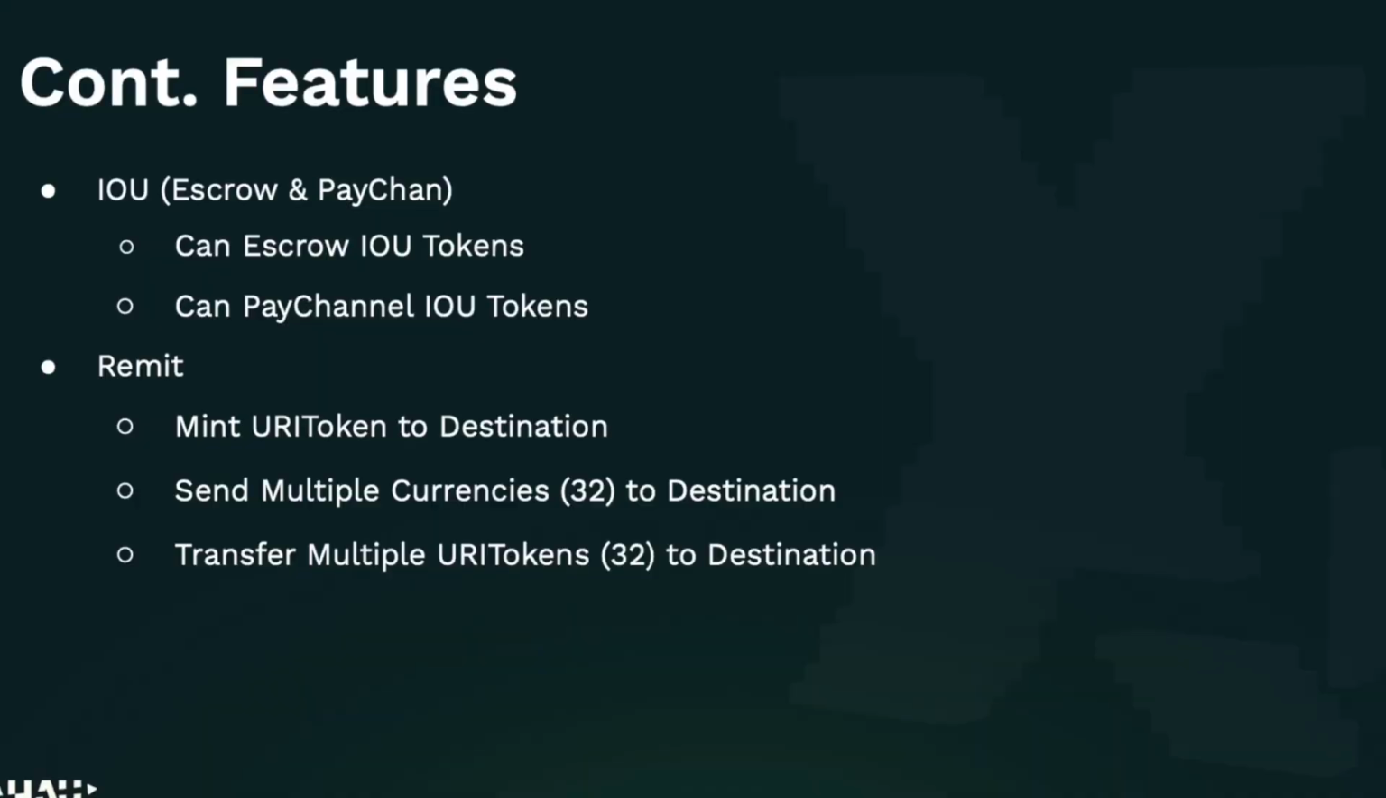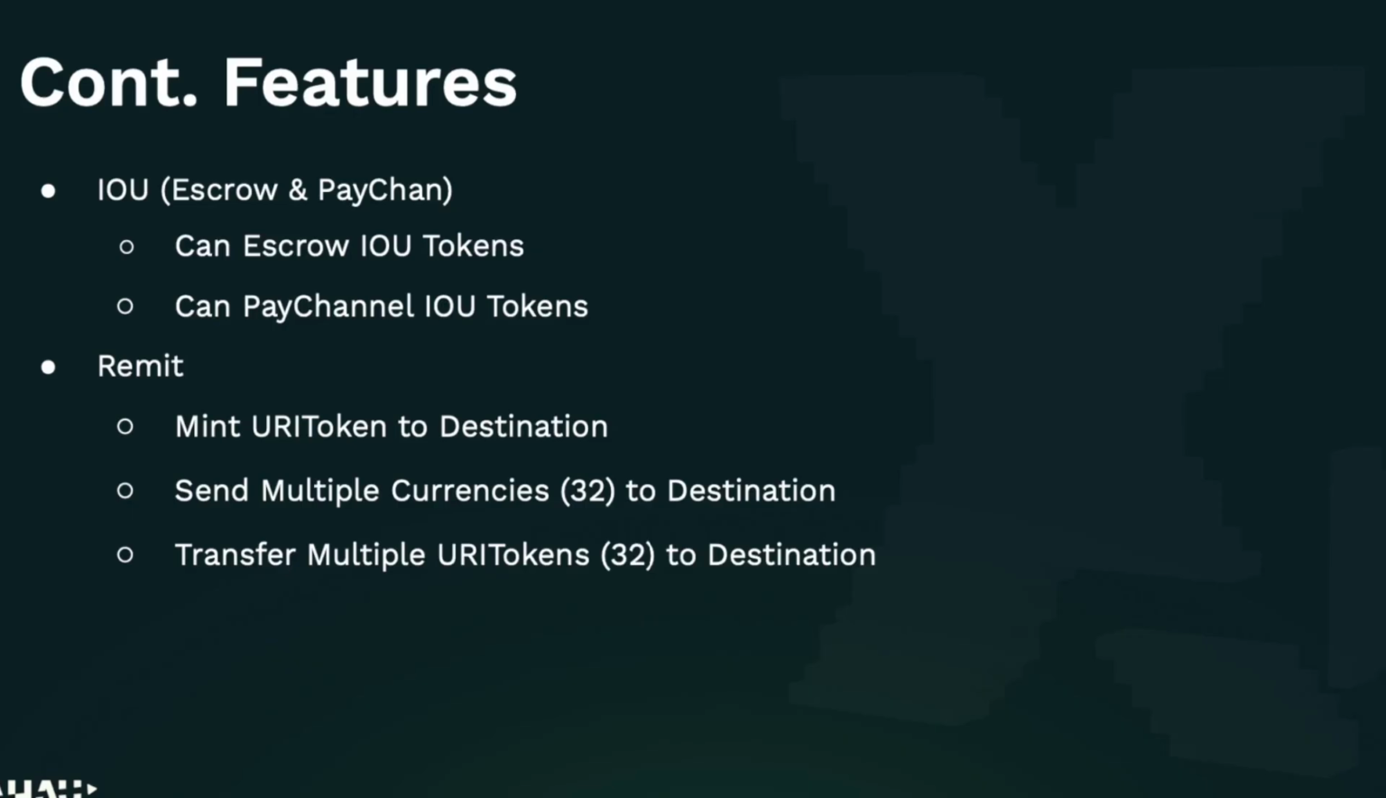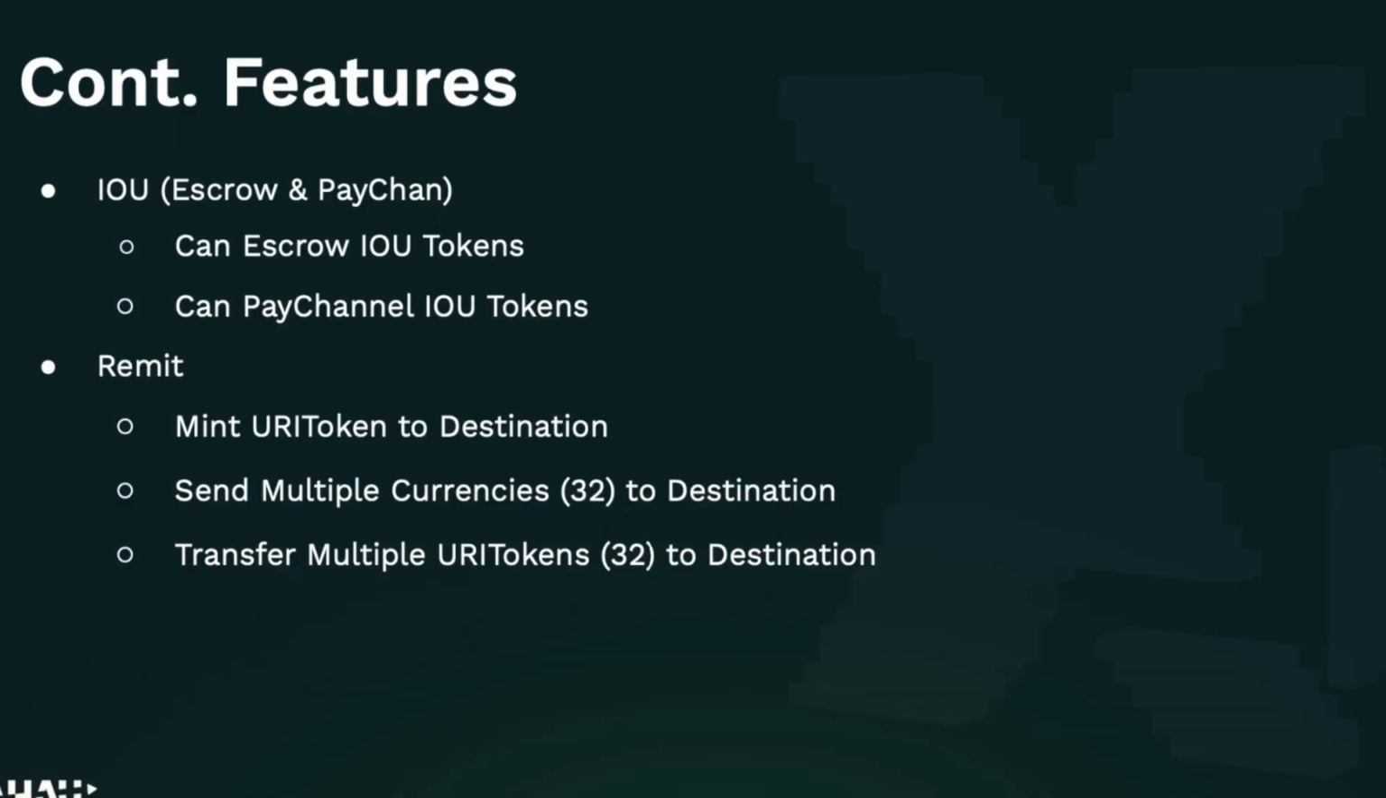Another key feature is IOU for escrow and payment channels. So you can escrow your IOU token on the Xahau sidechain. And then finally, we have a remit transactor, which allows you to send up to 32 IOU payments and also include the ability to mint a URI token to that destination, as well as send URI tokens with that transactor. So it's sort of like a batch payment transaction.